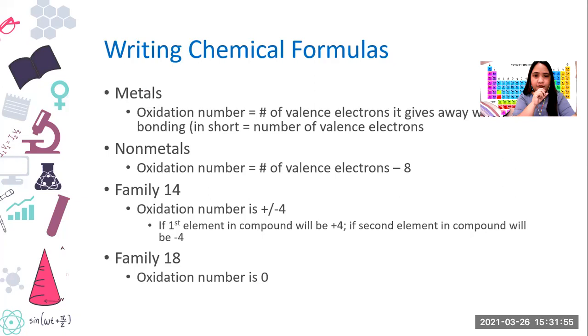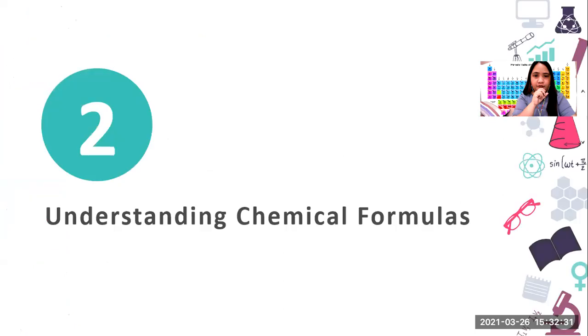In writing chemical formulas, you have to know the columns. For metals, the oxidation number is usually the number of valence electrons it gives away. For non-metals, usually it is 8 minus the number of valence electrons. For group 14, the oxidation number is either positive or negative 4, because most of the time group 14 are the semiconductors. Therefore, they just share. Most of them use covalent bonding. And for group 18, the oxidation number is 0.